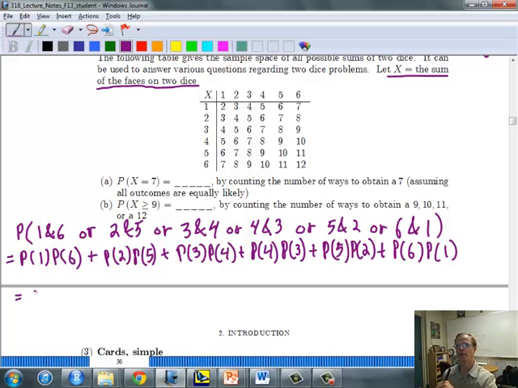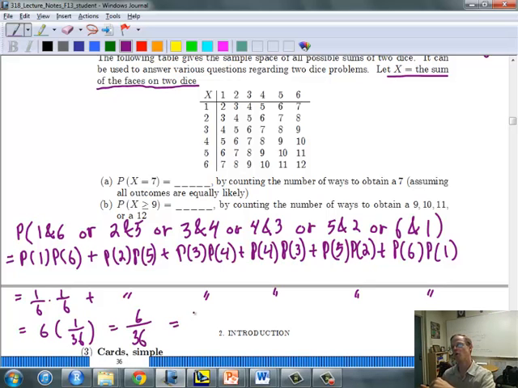1 is 1/6, 6 is 1/6, and you know that these guys are all going to be 1 out of 36, and so there's 6 cases of 1 out of 36, which is going to be 6 out of 36, or 1/6. Wow, that's crazy. Okay, not something that we need to do. Just because this is so common, I want to show you a shortcut for it.